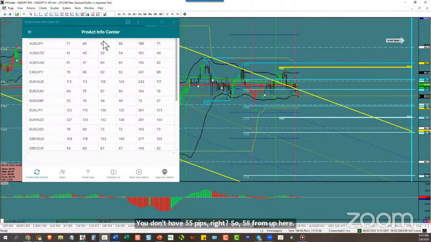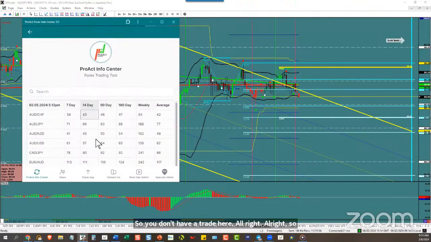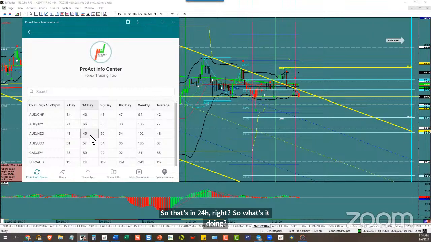We can't trade Aussie Swissy or Aussie New Zealand. Aussie Swissy has a 40 pip ATR, Aussie New Zealand 45. So that's in 24 hours, all right? So what's it doing? 15 pips a session. There are 3 major sessions. It's only doing 15 pips a session. I don't want in at something like that.